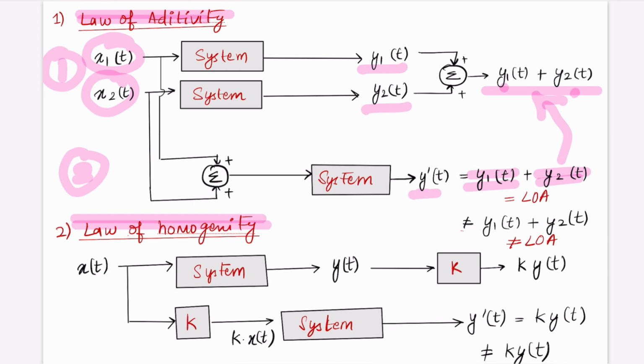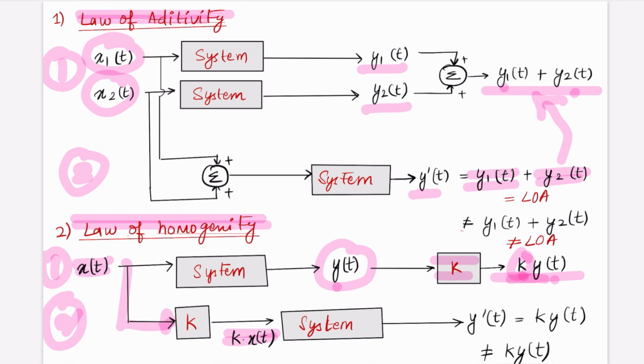Now, what is the law of homogeneity? If you have a system, x(t) passes through the system and you get some output y(t), and then you multiply that output with a constant k, you get the output k y(t). Here k is a constant. This is the first way, and this is the second way: you multiply the input with constant k, you get k x(t), and then you pass it through the system.